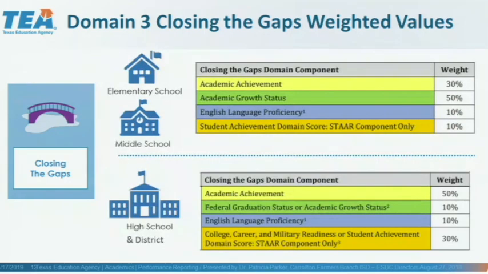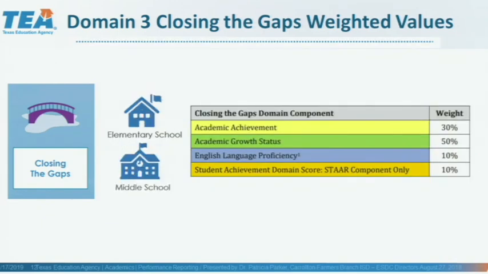And that is what counts for both the high school and the district. So, you know, 30% of the district's accountability is held at the high school in that CCMR factor. So that's just something important for us to look at.